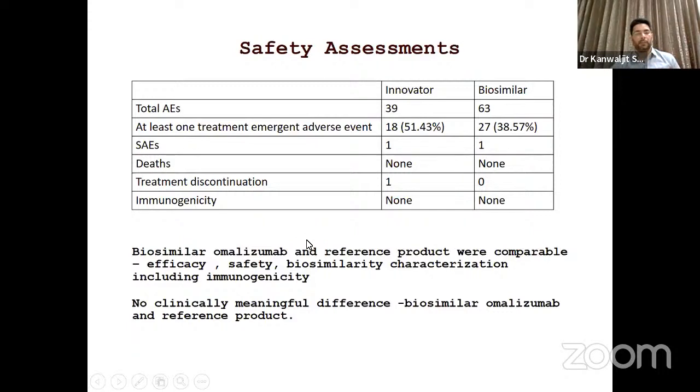So the conclusion is that the biosimilar to omalizumab and the reference product were comparable in efficacy, safety, and biosimilarity characterization, including immunogenicity. No clinically meaningful differences were seen in biosimilar omalizumab compared with the reference product.